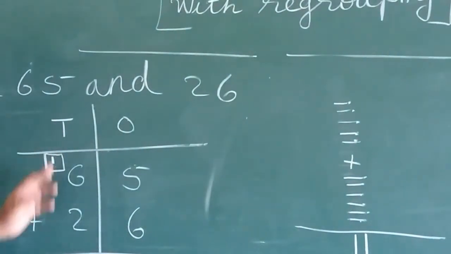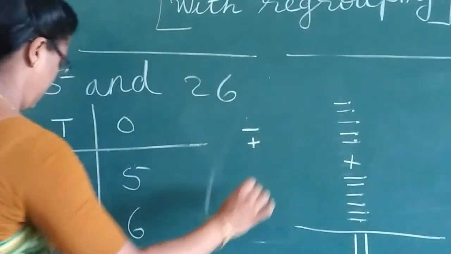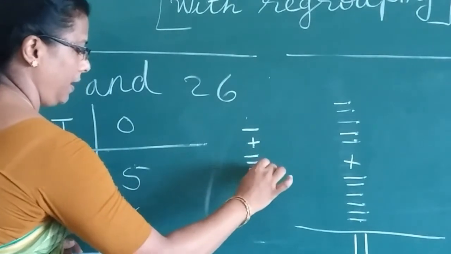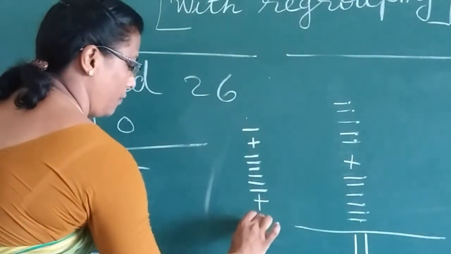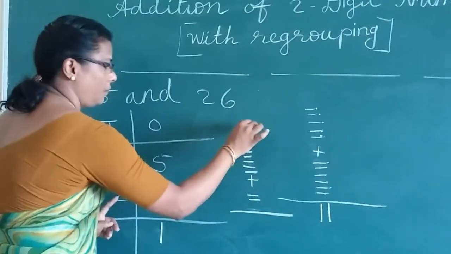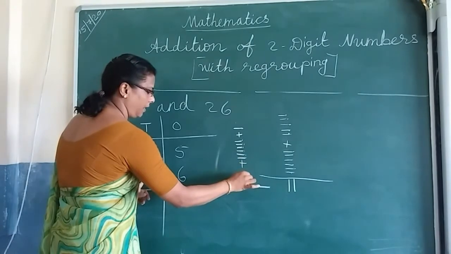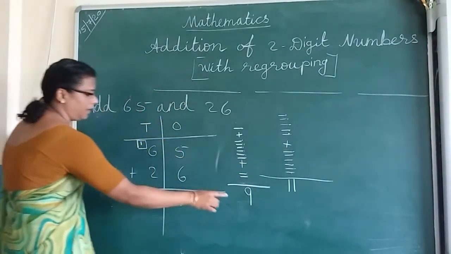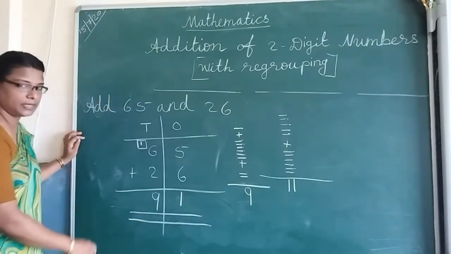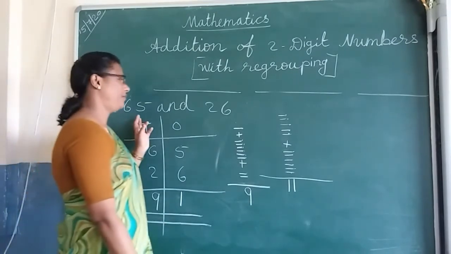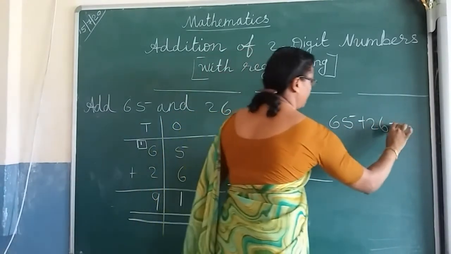After that, add the 10's place. 1 plus 6, 1 plus 6. 1, 2, 3, 4, 5, 6. Plus 2. 1, 2, 3, 4, 5, 6, 7, 8, 9. We got 9. Write 9 in 10's place. So the answer is 91. 65 plus 26 is equal to 91.